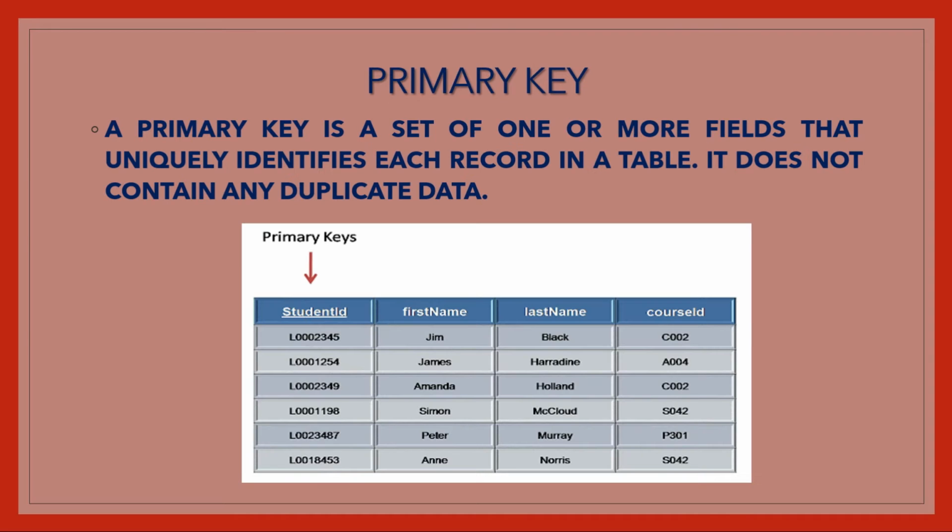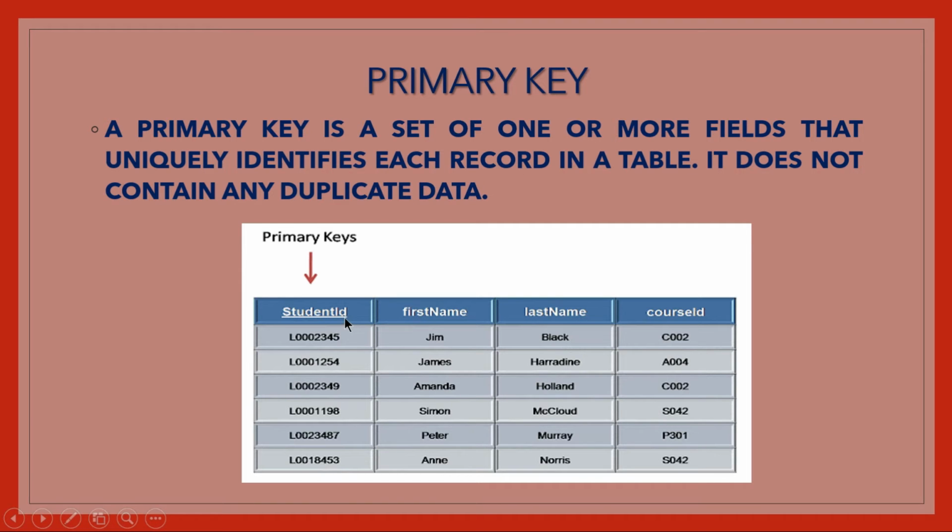Let us see now what a primary key is. A primary key is a set of one or more fields that uniquely identifies each record in a table. It does not contain any duplicate data. Here you can see in this particular table, the student ID is referred to as the primary key. Now what is happening out here? The student ID is unique in nature. The first name, last name, and course ID fields cannot be the primary key. If someone uses them, then these names cannot be entered once again.